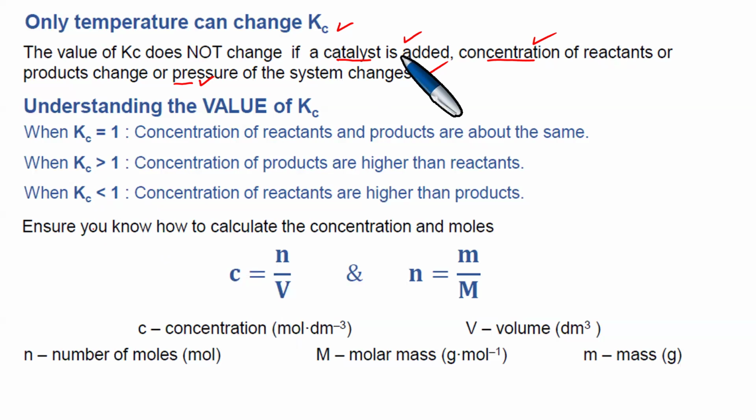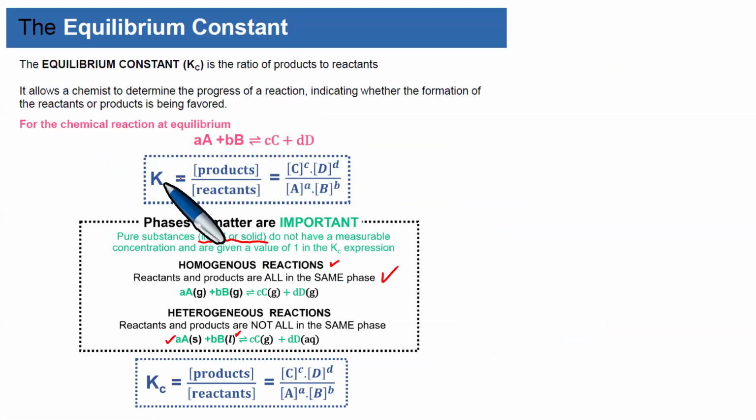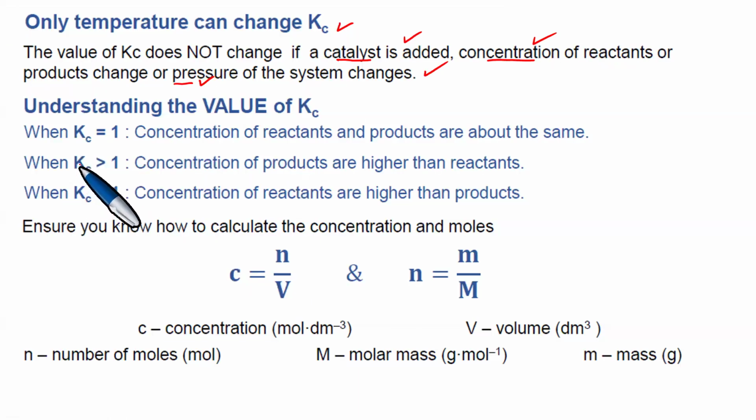Right, we continue. When Kc is 1, it means that the concentration of the reactants and products are about the same. That is why it's 1, because obviously we know that the Kc itself is the ratio of products to reactants. So if the concentration of the products and reactants are equal to each other, then it's like saying a number divided by itself, like 2 divided by 2. It would just be 1.